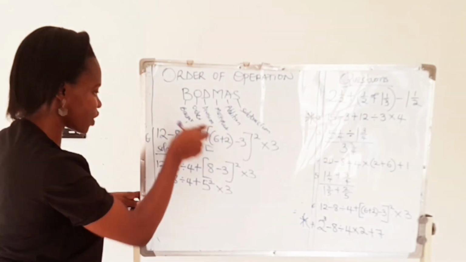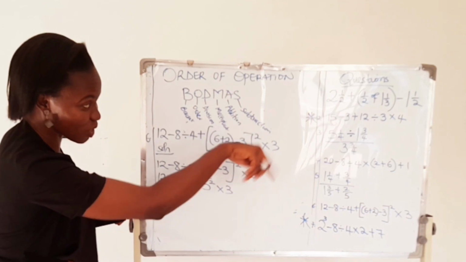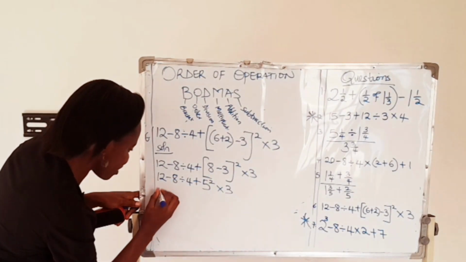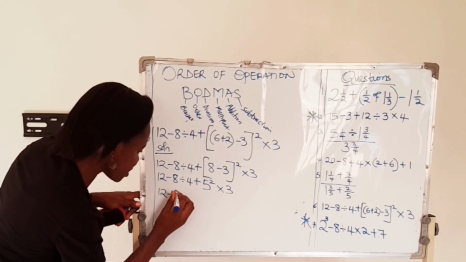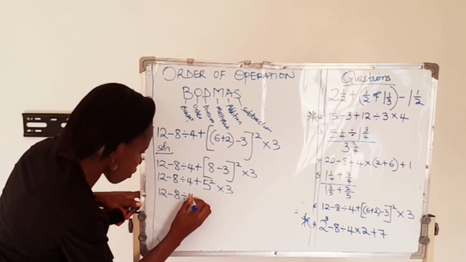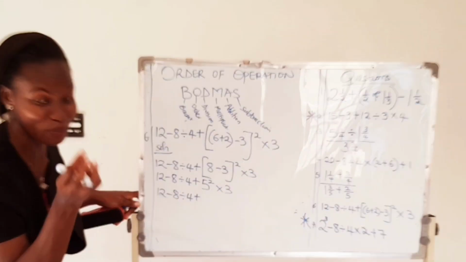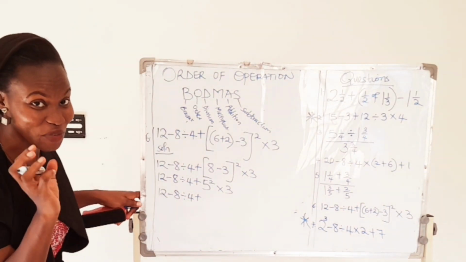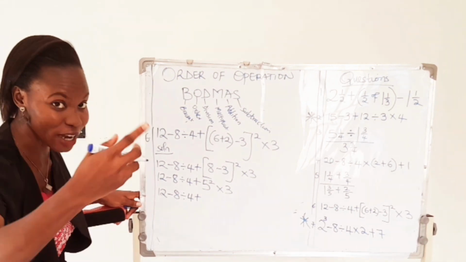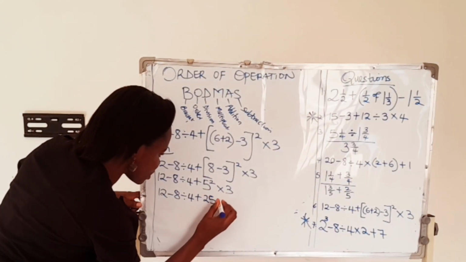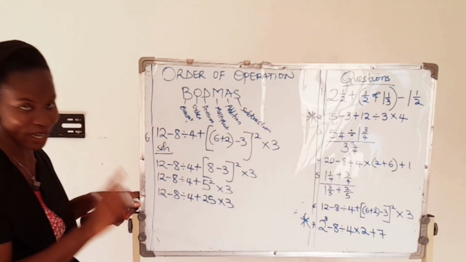The next one is order. We have an order here. All the other ones we saw, no order, but this one has order. So the order is 2. So we have 12 minus 8 divided by 4 plus 5 raised to power 2. 5 raised to power 2 is not the same as 5 plus 5 or 5 times 2. It's 5 times 5. 5 times 5 gives us 25. So we have 25 times 3. I hope that is clear.